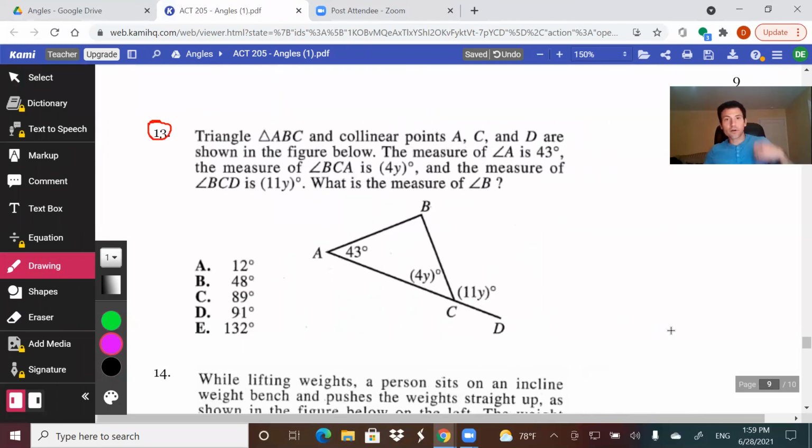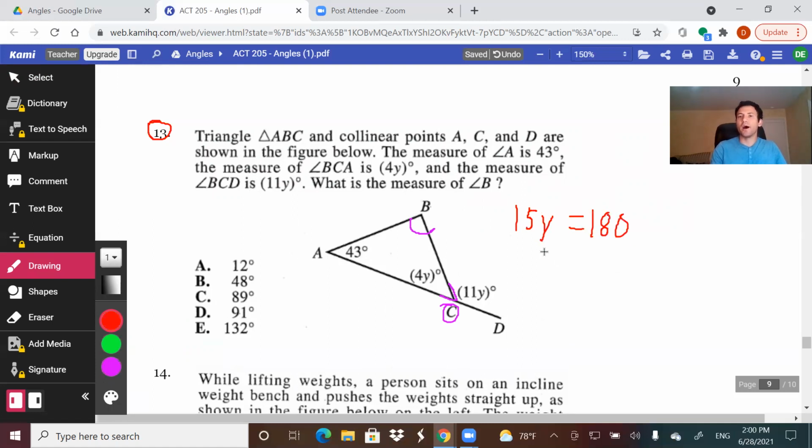Okay, so triangle ABC and collinear points ACD are shown in the figure below. The measure of A is 43 degrees. The measure of BCA is 4y, right? BCA, so C is our reference angle right there, is 4y. And the measure of BCD is 11y. What is the measure of B? Okay, so again, a straight line is 180 degrees. ACD right here is a straight line. So we know that 4y plus 11y, in other words, 15y, equals 180 degrees.